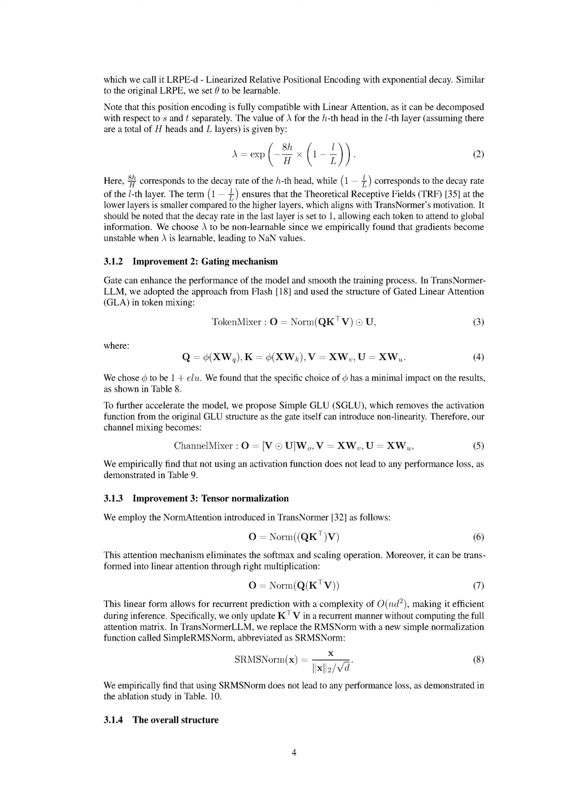In TransNormerLLM, we've replaced the RMS norm with a new simple normalization function called simple RMS norm, or SRMS norm for short. This function normalizes the input by dividing it by its 2 norm divided by the square root of the dimension, d. We've found that using SRMS norm doesn't lead to any loss of performance.